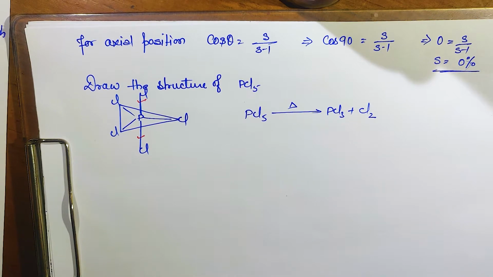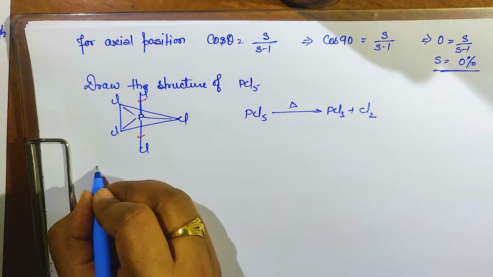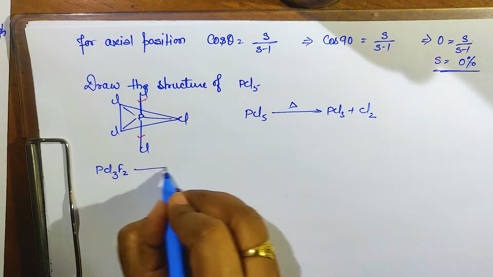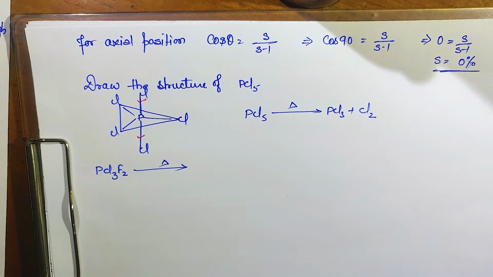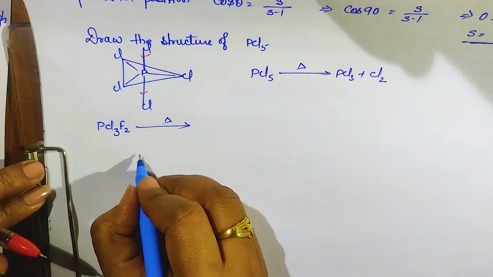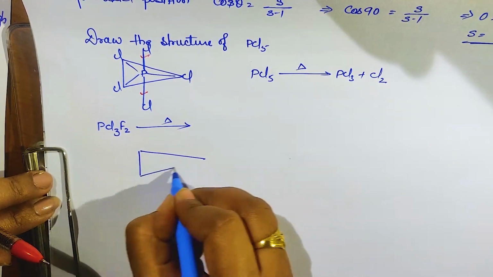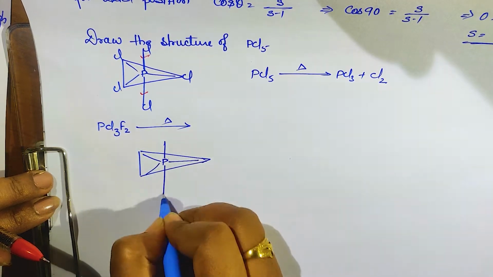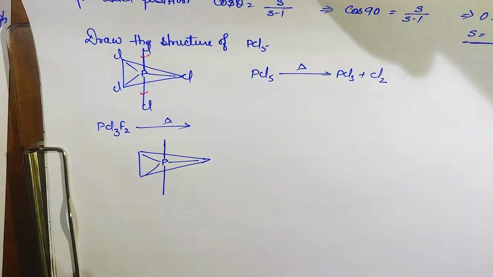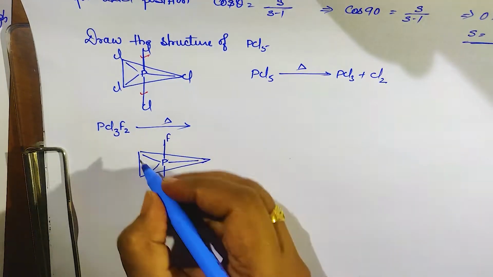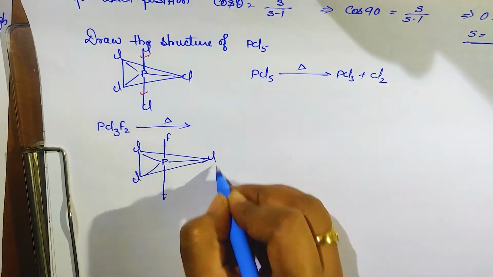Yes? Any problem? Similarly, if I'm telling you to draw the structure of PCl3F2 and what will be the product on heating, let's do this. Again, this is sp3d, isn't it? So we will draw the structure like this. This is P, and this is the axial position. Out of chlorine and fluorine, which one is more electronegative? Fluorine. So we will keep fluorine on the axial position, and the chlorines over here.